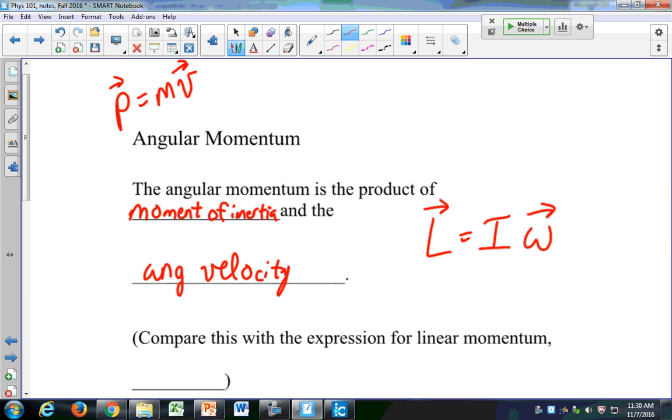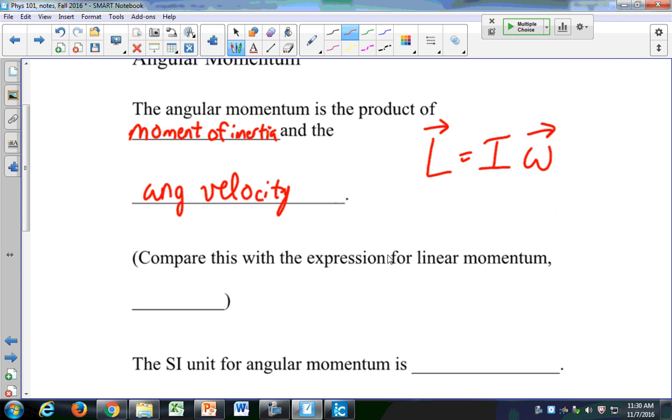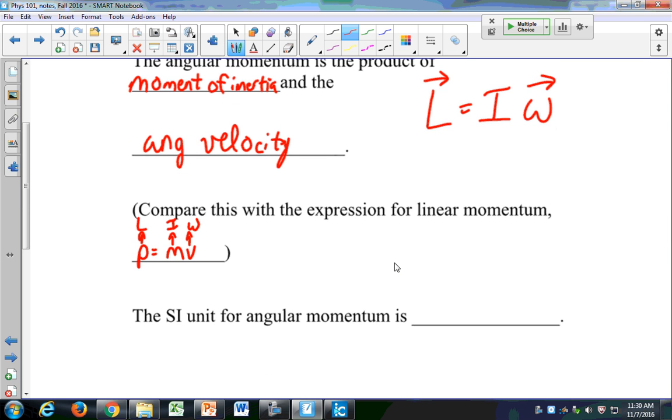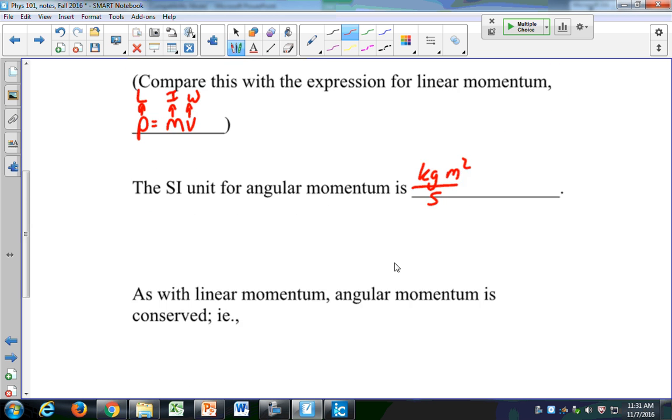And remember, you can compare this with the expression for linear momentum, which is p equals mv. So we've let our m become an I, our v become an omega, and our p we now just call L. The SI unit is kilogram meters squared, that's I, divided by seconds. This is my kilogram meter squared. This is my 1 over seconds, or radians per second. So that's our SI unit.